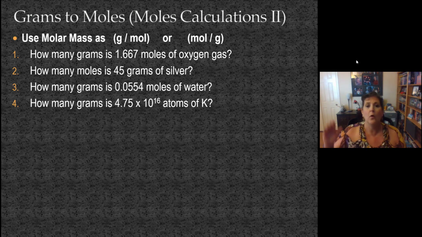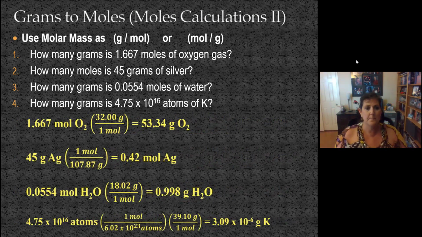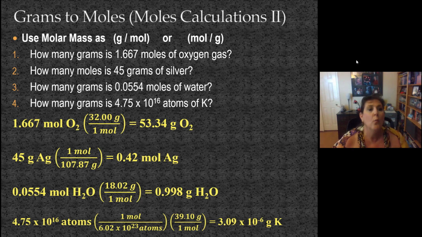So 1.667 moles times 32.00 grams per mole. Moles will cancel. Let's look at just the first one's answer here. 1.667 moles of oxygen. We got 32.00 grams in 1 mole, so grams over moles. Moles cancel, and we get 53.34 grams of oxygen. So again, all we're doing is adding up the molar mass and using it to convert between moles and grams or grams and moles, because it's a molar mass.